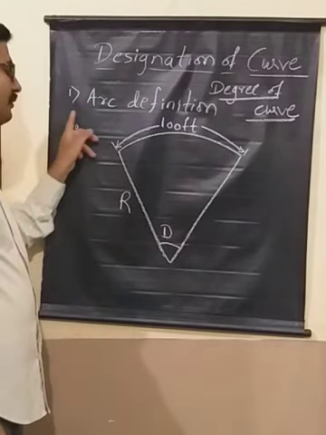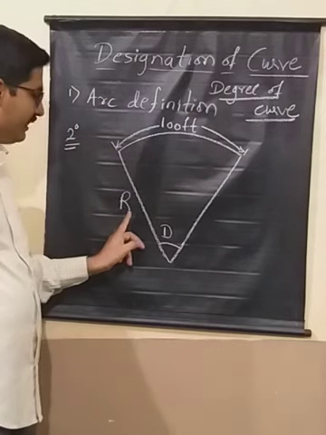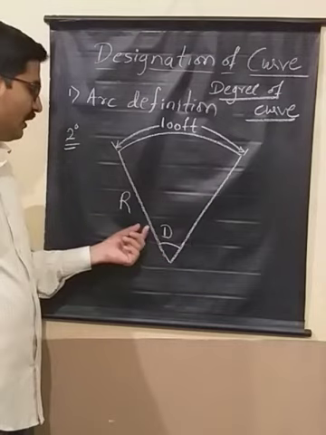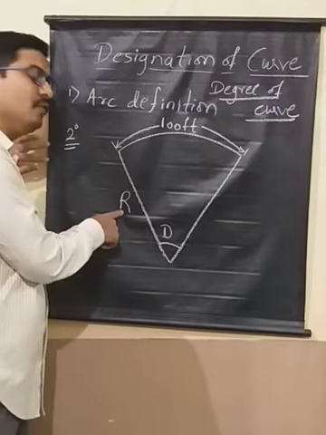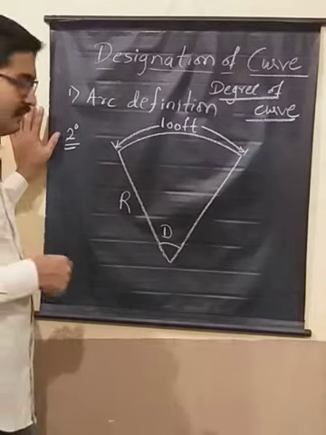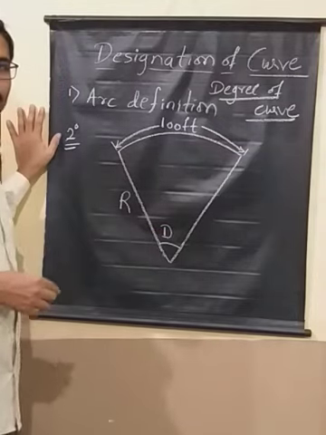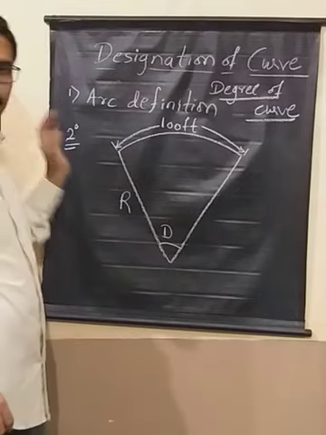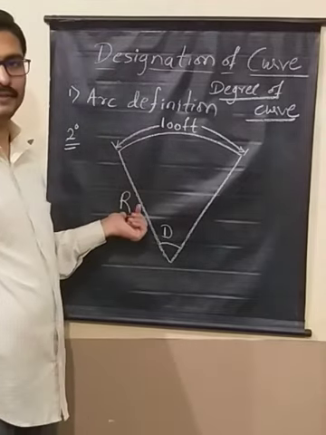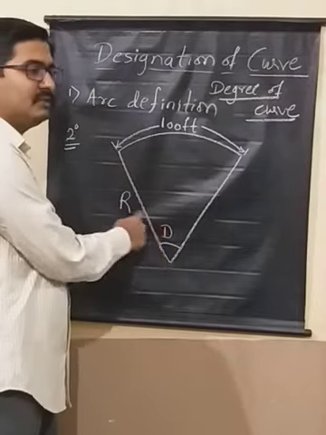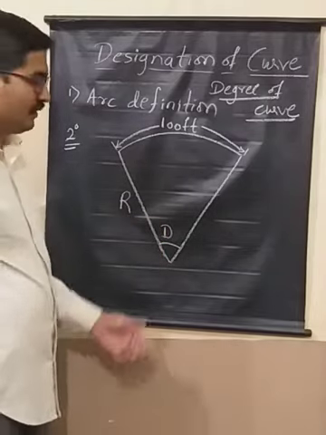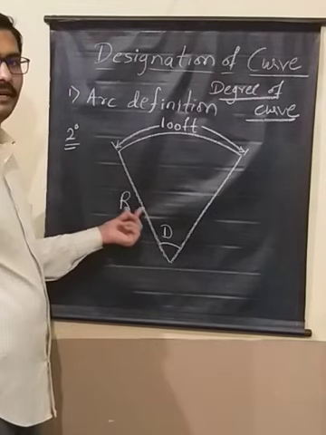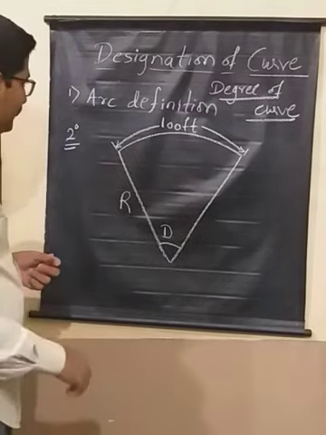So the curve which has 100 feet will subtend an angle of 2 degrees at the center, right? As you can see, you can have a relation between radius and degree of curve. If I know the radius of the curve, then I can easily get the degree of the curve. Or in a reverse way, if I know the degree of the curve, I can find out the radius. So we will bring out the relation between the two.